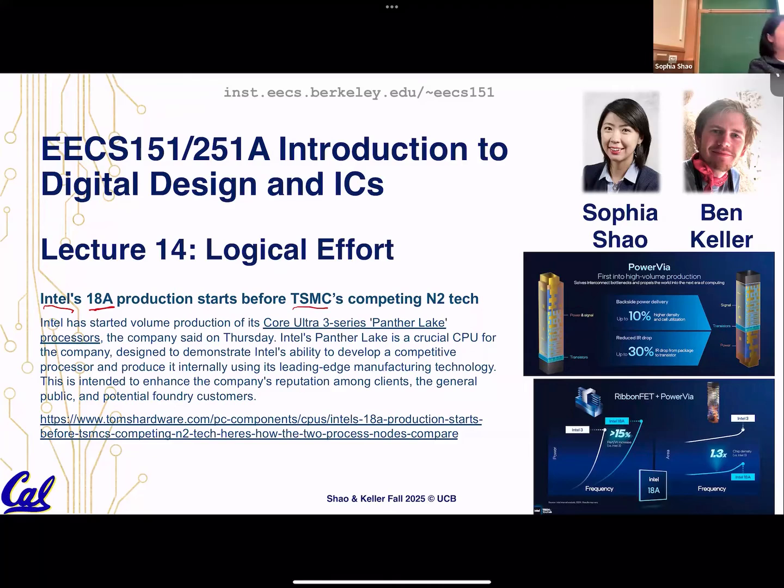18A is a little bit weird. We're introducing a new unit now, but fundamentally it's what we would typically talk about as the nanometer node, right? It's really just 1.8, but 1.8 is a bit awkward to say. So let's use a new unit, so that it becomes an integer.